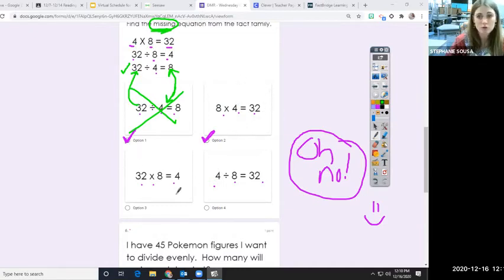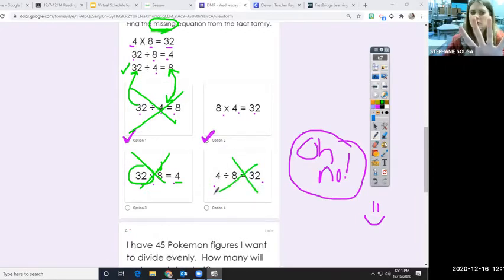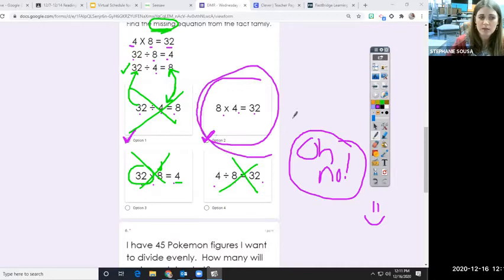The last two don't make sense because if I have 32 items and I make 8 groups of 32, I'm going to have way more than 4. So that doesn't make any sense at all. And then of course I have 4, and if I divide that by 8, I only have 4. So that's definitely not going to equal 32, okay? So the missing equation, the correct answer was 8 times 4 equals 32.